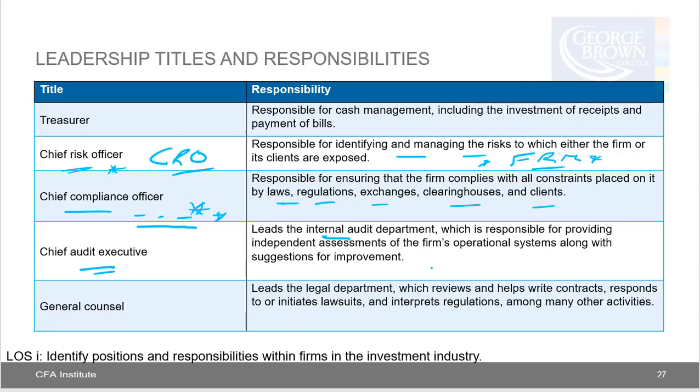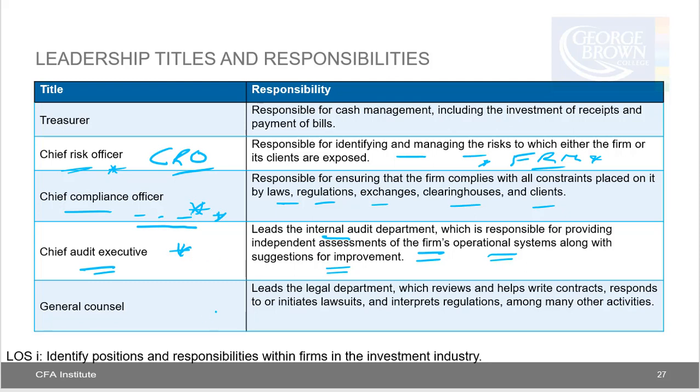The chief audit executive leads the internal audit department. External audit is when the auditors come in and audit your financial statements. Internal audit is responsible for providing independent assessments of the firm's operational systems, along with suggestions for improvement. Anyone who has worked in a big company for a long time should be familiar with some type of internal audit activity. Definitely, I was a finance director for 5 years in Asia for SAP. I dealt extensively with the external auditors annually, to prepare the financial statements. But on several occasions, I had the pleasure to interact with the internal audit department as they were making assessments of the firm's various operational systems.